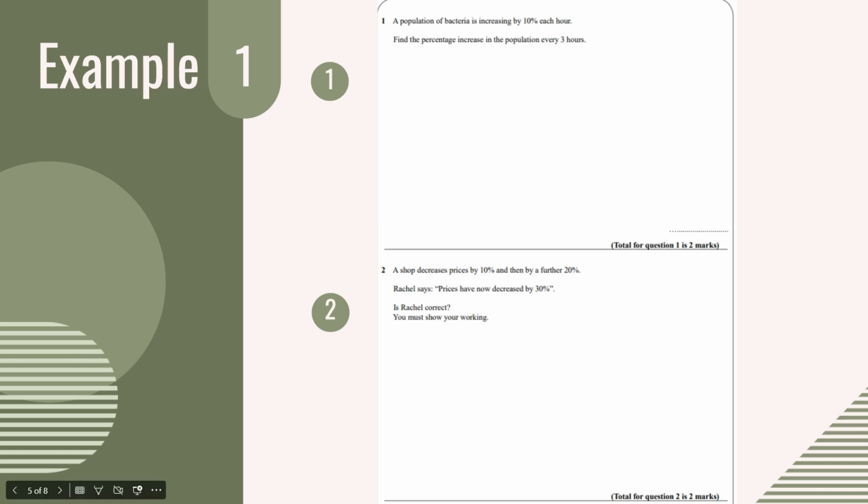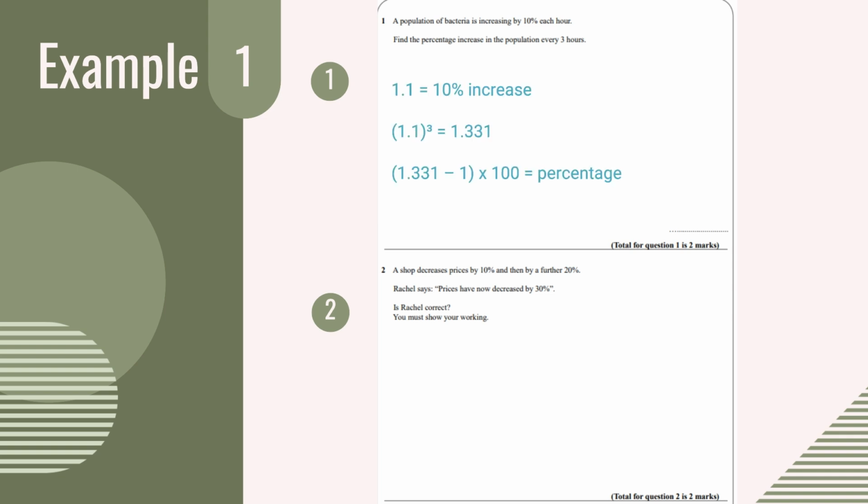So in our first question, a population of bacteria is increasing by 10% each hour. Find the percentage increase in the population every 3 hours. So 1.1 would be a 10% increase of our original, because we have 100% to begin with, and we're increasing by 10. So we do 1.1 to the power of 3, because it's every 3 hours, and we get 1.331.